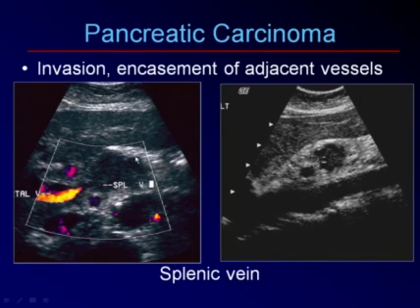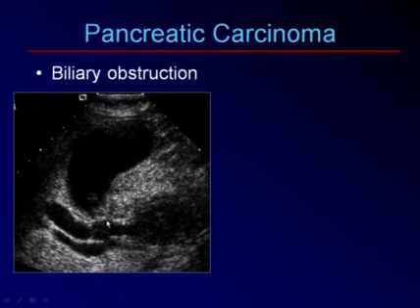Now, when we see such a mass, we immediately look for adjacent vessels, because invasion or encasement of the vessels is a common presentation. Here the splenic vein is barely visible because it's invaded, and here on a sagittal section the artery is present, but the vein is hardly discernible. We will check for biliary obstruction.